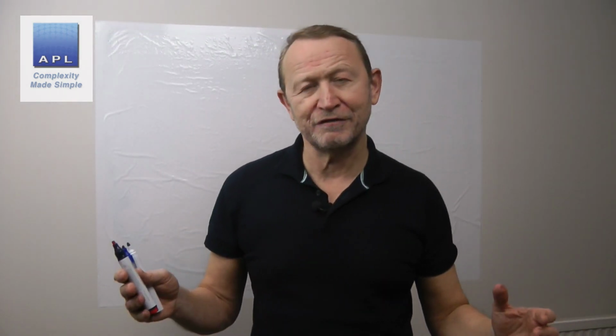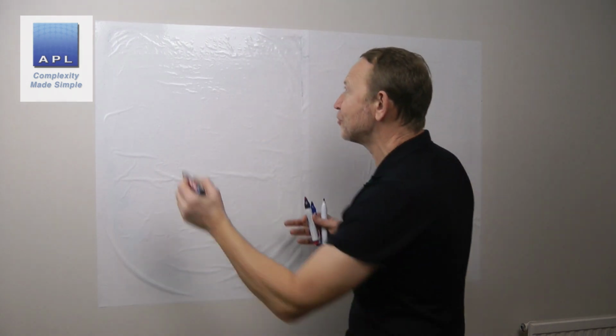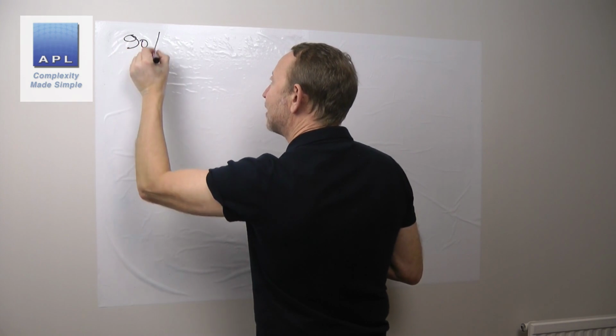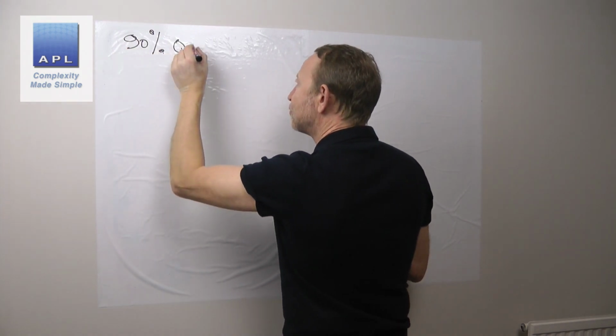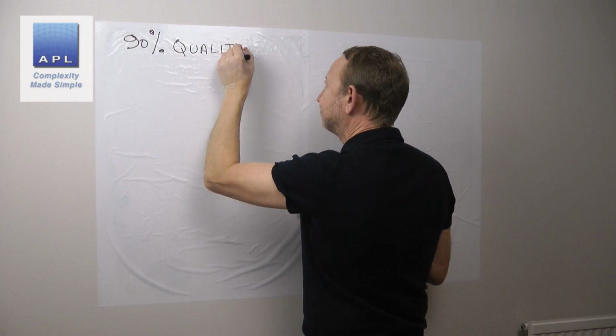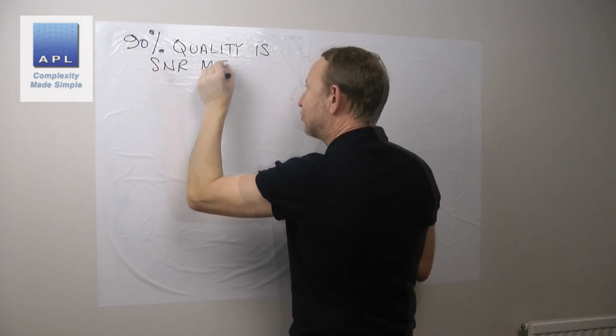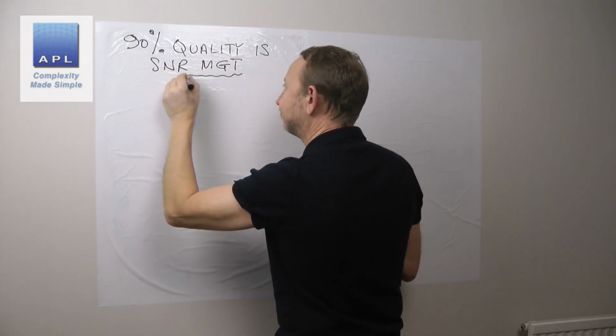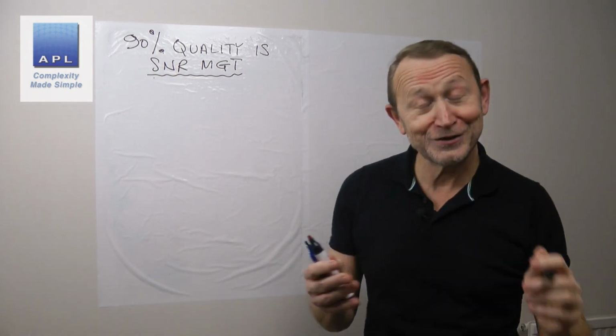Welcome to the latest video. In this video newsletter, what we're going to talk about is, if you've got quality problems, senior management, it's all your fault. They say 90% of quality is senior management's fault. And that is what we're going to talk about. I would say it's maybe even more than that.